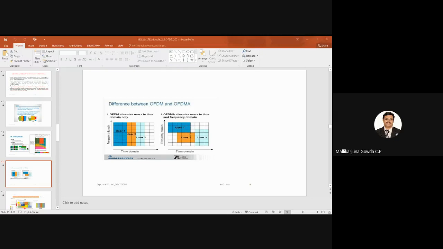So the x-axis is time and the y-axis is frequency. For each user, given some block of subcarriers, they will be talking over different time intervals. In case of OFDMA, what happens? It will be allocating users in time as well as frequency domain, right? So for user 1, time is shared and frequency is also shared, what I can say.